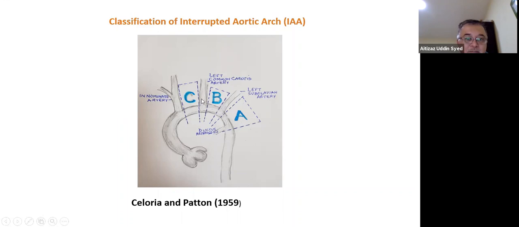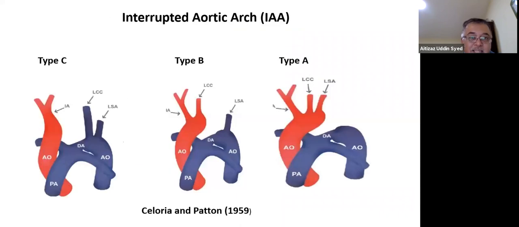And between the left common carotid and the innominate artery, which is the first artery from the aorta, is the C. So the C is more proximal and the A is distal to the left subclavian artery. Sometimes when we are talking to the cardiology colleagues, we get confused. So you have to ask exactly where they mean the coarctation, distal to what? Or the interruption, sorry. So this is how it is. A is distal to the left subclavian artery. All three major arteries of the arch are coming off, and then there's an interruption. And the PDA and the ductal arch and descending aorta is going down there.